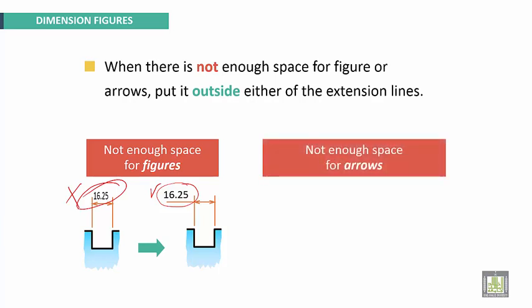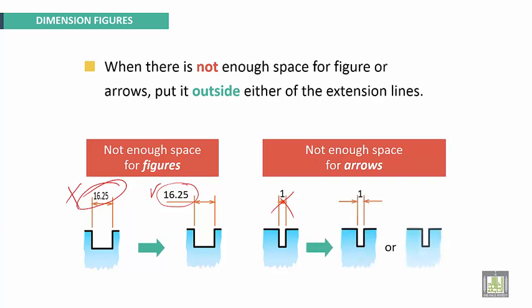Not enough space for arrows, like this shape, for example. This is not good. Then we have to put arrows and number outside. If it is enough for the number, okay. Okay.